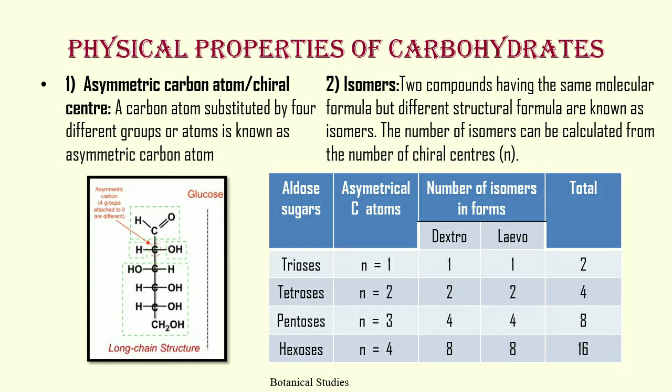A tetrose sugar has two asymmetric carbon atoms, that is n is equal to 2. So 2 raised to 2 is equal to 4, so 4 isomers are possible for tetrose sugar. Similarly, a pentose sugar has 3 asymmetrical carbon atoms, that is n is equal to 3. So 2 raised to 3 is equal to 8, so 8 isomers are possible for pentose sugar. A hexose sugar has 4 asymmetrical carbon atoms, that is n is equal to 4. So 2 raised to 4 is equal to 16 isomers are possible for hexose sugar. Glucose is a hexose sugar, so it has 4 asymmetrical carbon atoms. So glucose has 16 isomers.